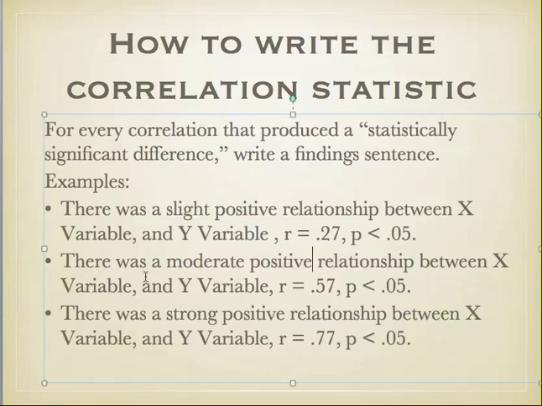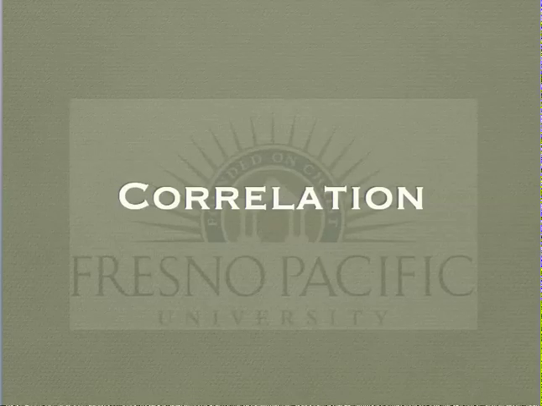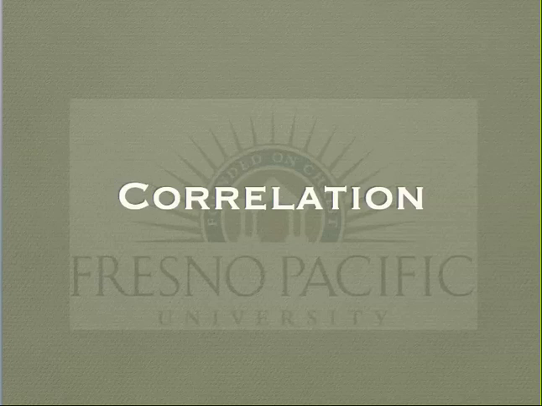Moderate, same thing: the R value, and then the P value that is statistically significant. Same if there's a strong. So that gives us a basic idea of correlations. In a separate video, we'll talk about how to create one on SPSS, and also how to conduct a survey that will give us the kind of data that will be helpful.